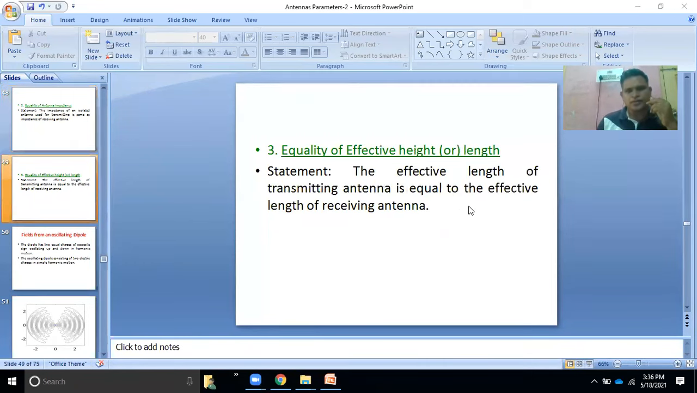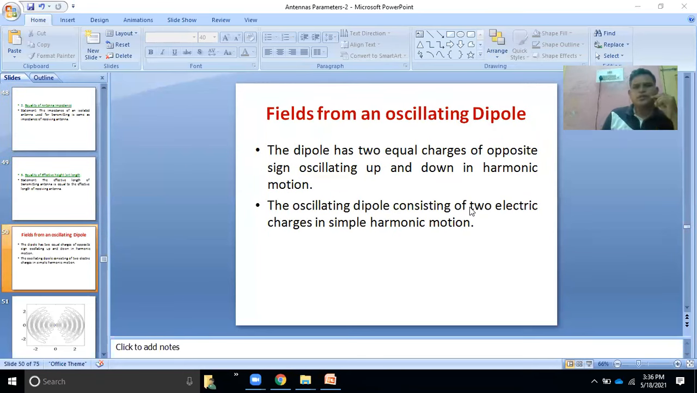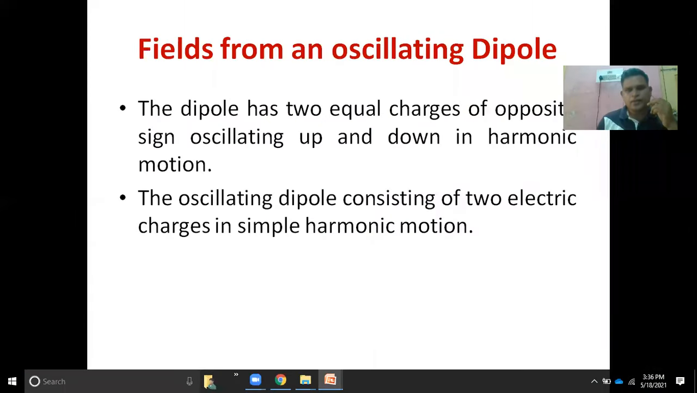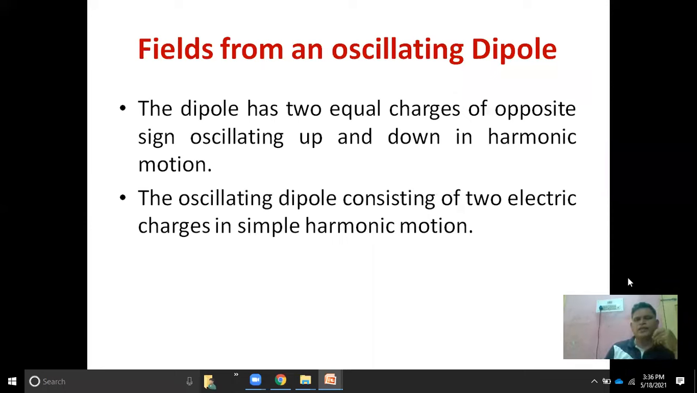Now our next topic is fields from an oscillating dipole. Earlier we discussed this topic. How are electromagnetic waves generated from an antenna? Can anybody explain how electromagnetic radiation or electromagnetic waves come from an antenna? You already know about these things.